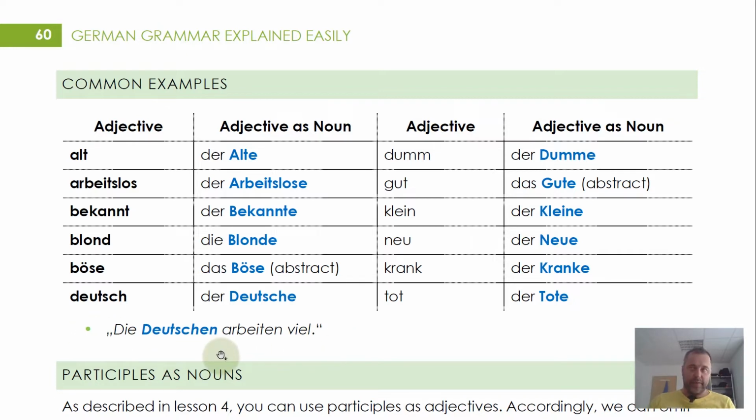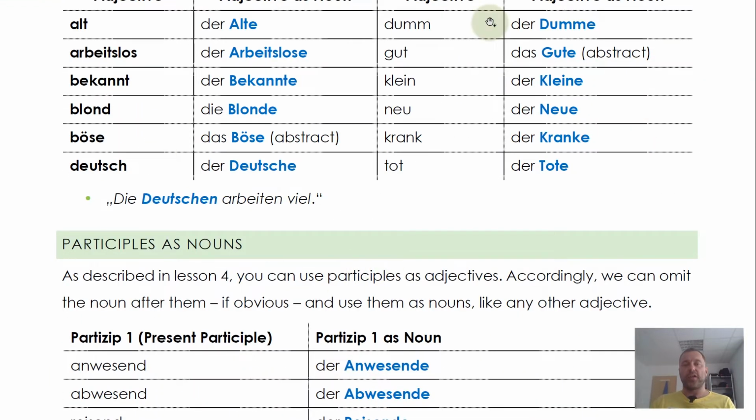The entire thing would be die deutschen Menschen, die deutschen Bürger. So the German humans, the German citizens work a lot. But if we say "the Germans", it's obvious that we're talking about the German citizens. So we can drop the citizens because it would be redundant, or it's simply obvious. And those are the adjectives.